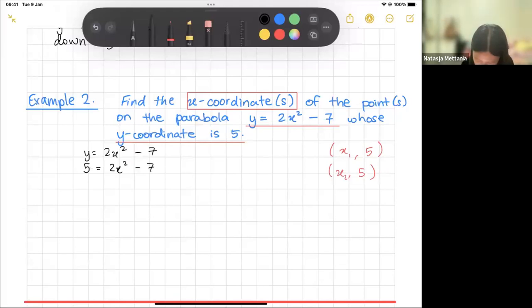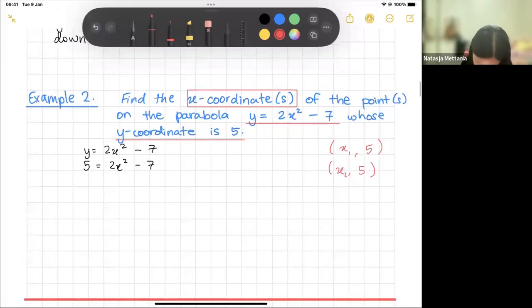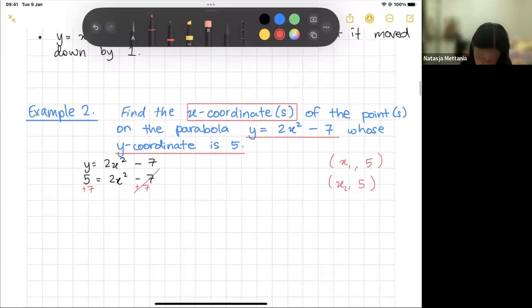What I'm going to do now, using my equation skills, is get rid of the constant first, always. Not the 2, but the constant. So it's either the plus or the minus number at the end of it. Okay, so it is a negative 7. How do I get rid of it? I'll do the opposite, which is plus 7 on both sides. This will cancel out. What I'm left with is 5 plus 7, which equals 12, equal to 2x squared.